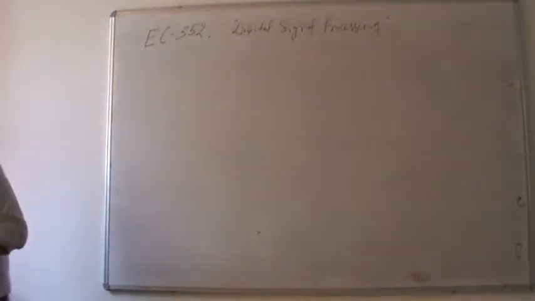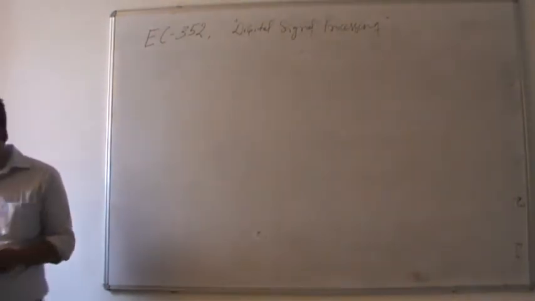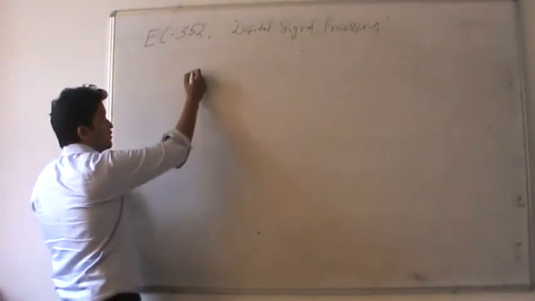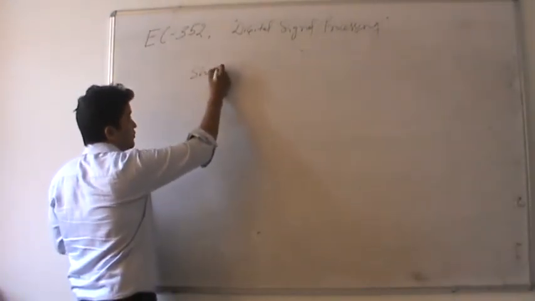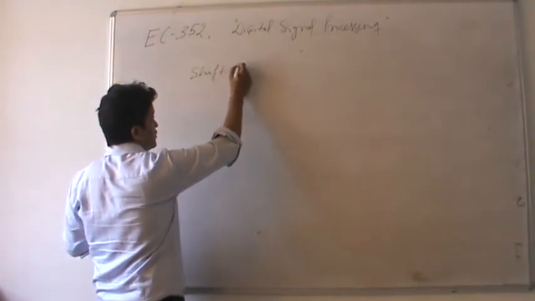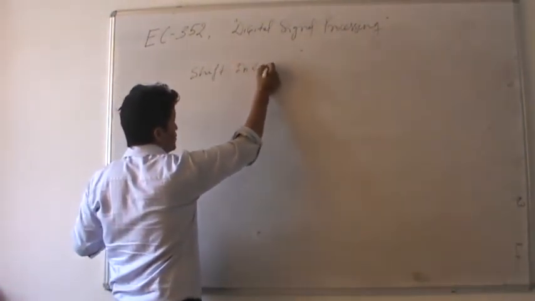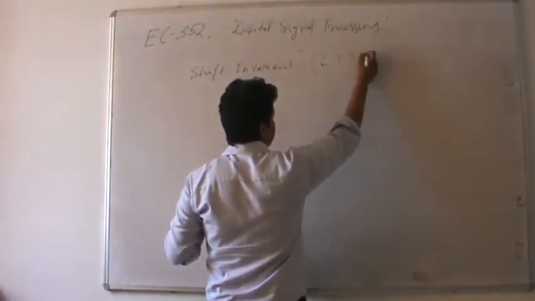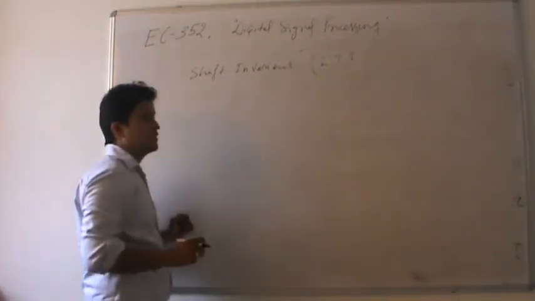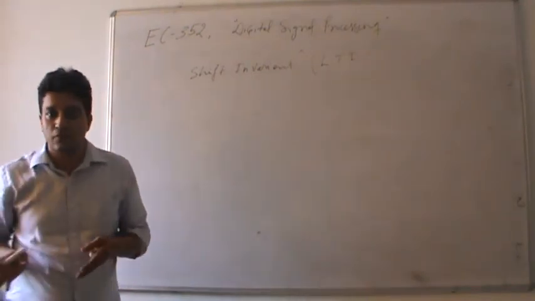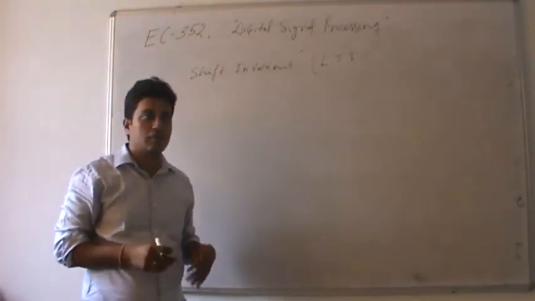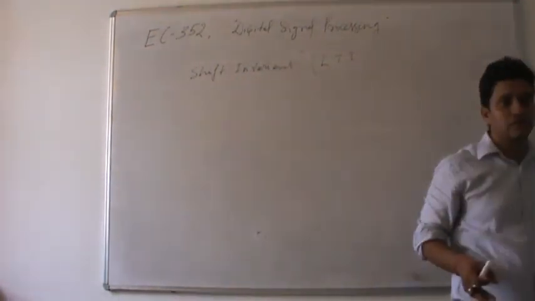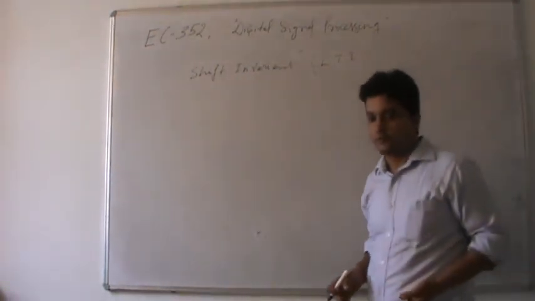We have 5 more minutes. In this case, I would like to discuss the shift invariant property of LTI system. How to test whether a system is shift variant or shift invariant? What I mean to say is that a system is still behaving the same as it was behaving earlier.